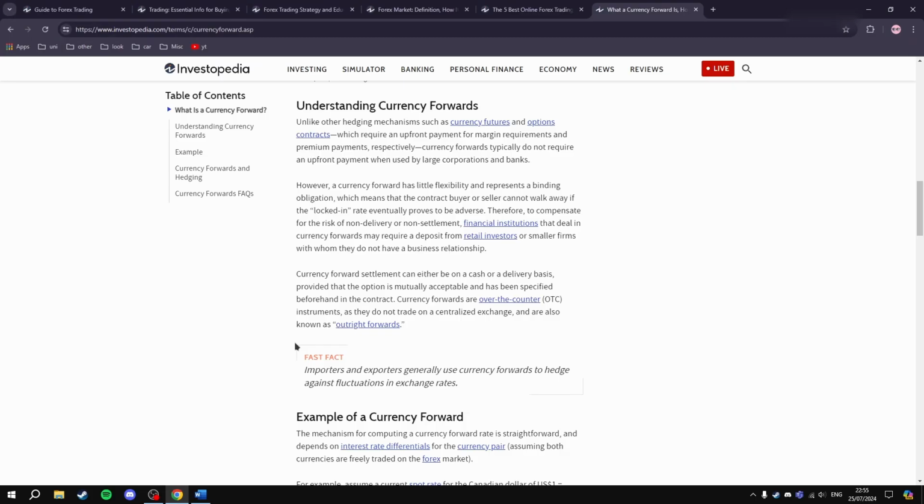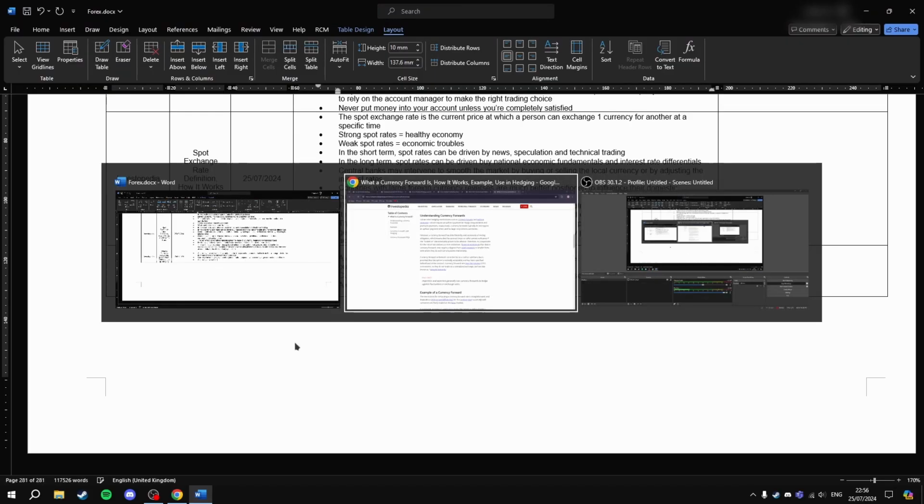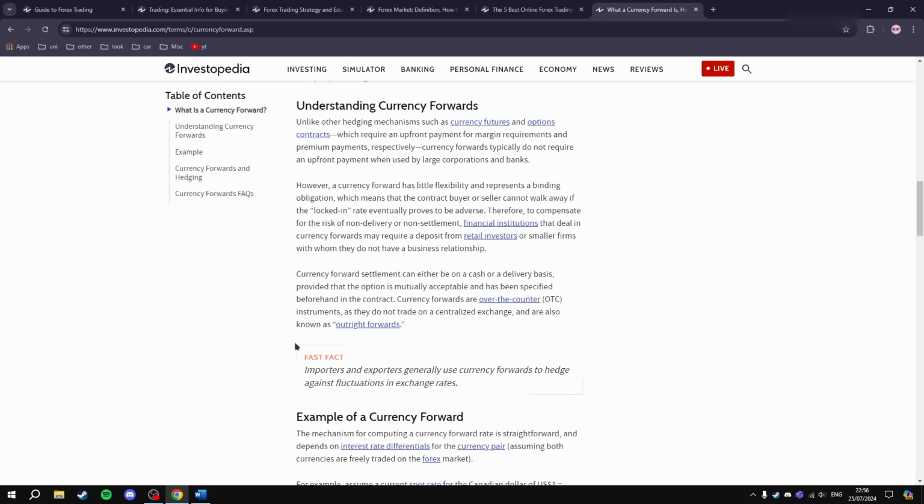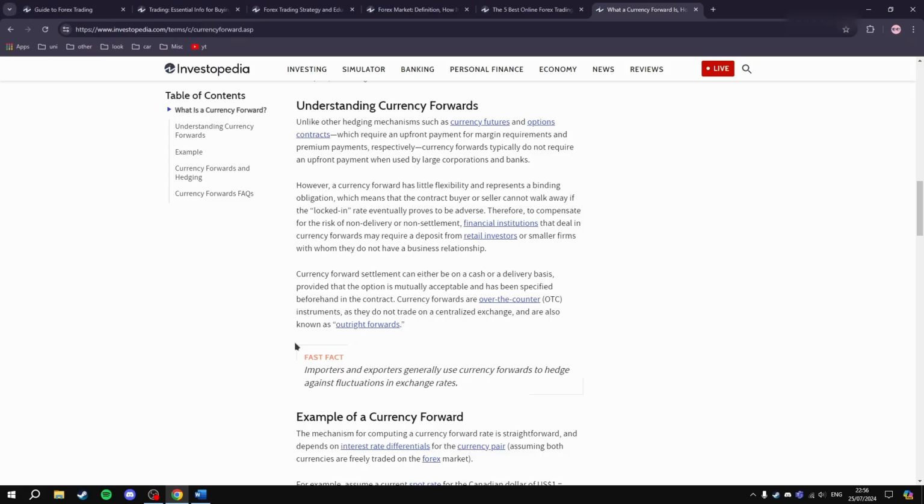However, a currency forward has little flexibility and represents a binding obligation. So you have to represent a binding obligation, which means that the contract buyer or seller cannot walk away if the locked-in rate eventually proves to be adverse.